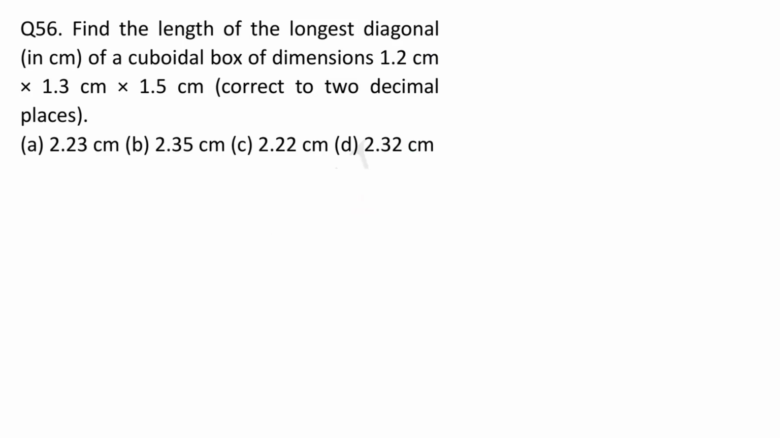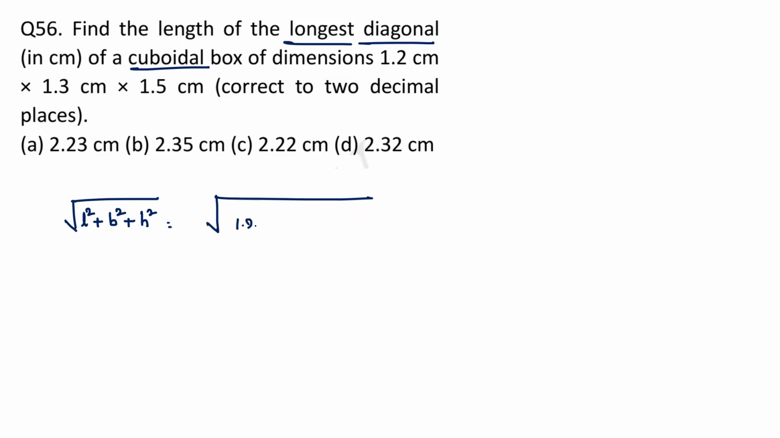Find the length of the longest diagonal. The moment you say the longest distance or diagonal, you need to find out the diagonal of the cuboid. And the formula for the diagonal of the cuboid is under root of L square plus B square plus H square. So it is under root of 1.2 square plus 1.3 square plus 1.5 square.